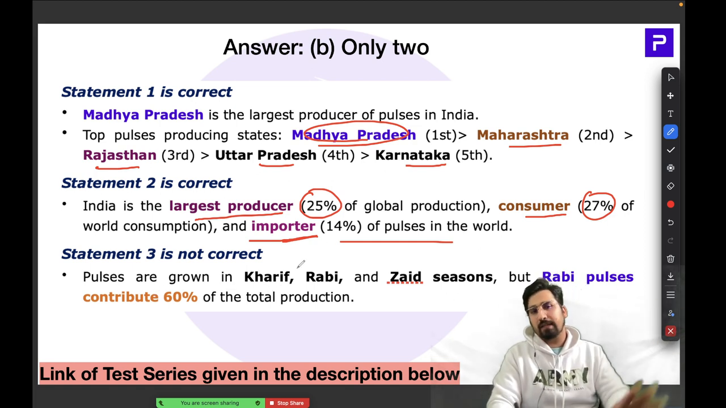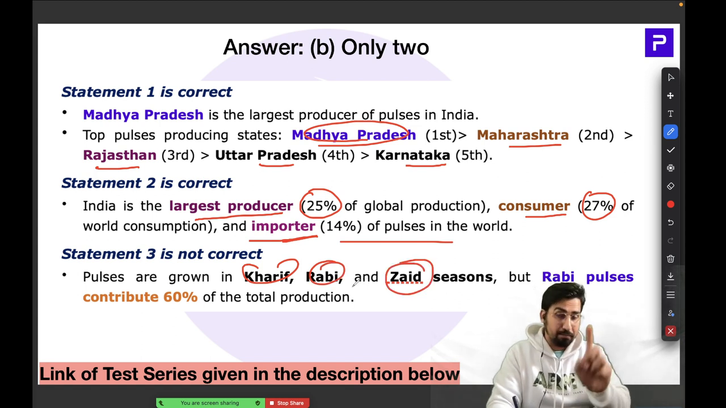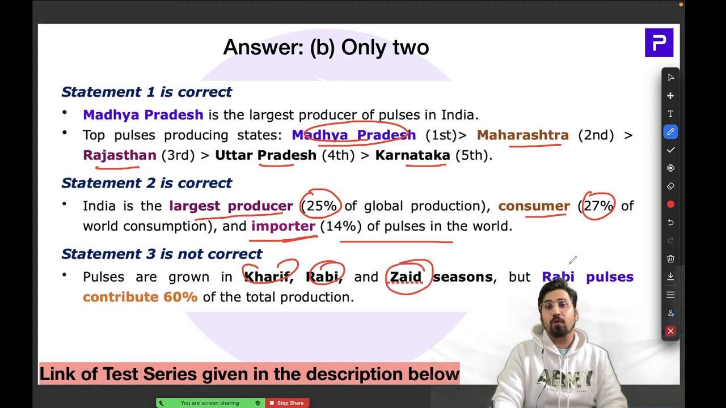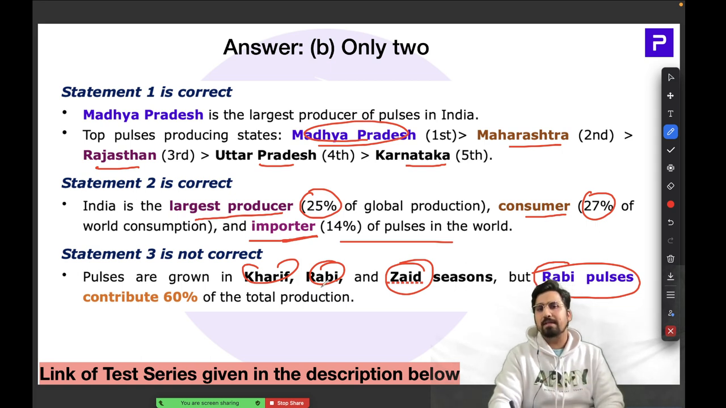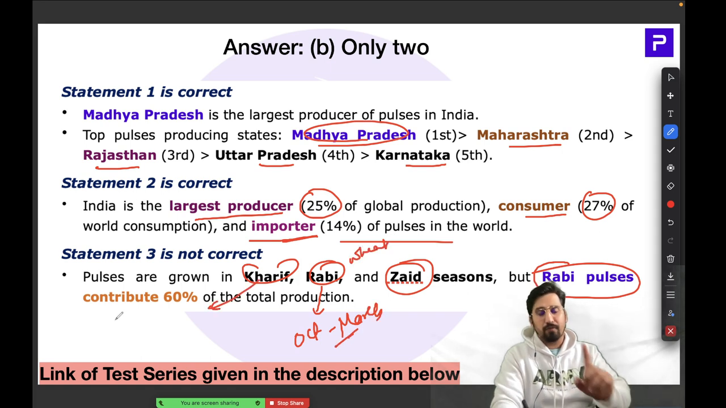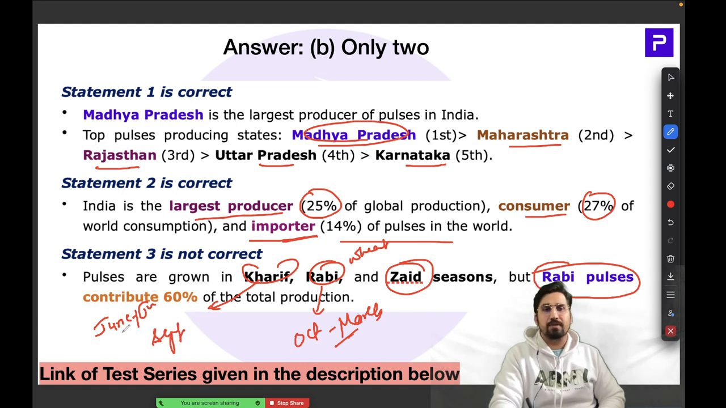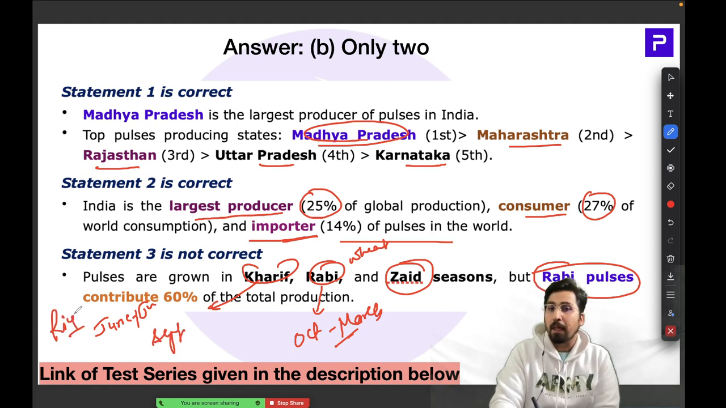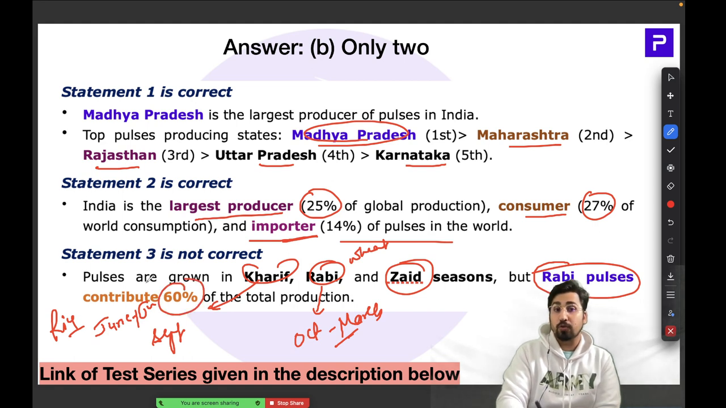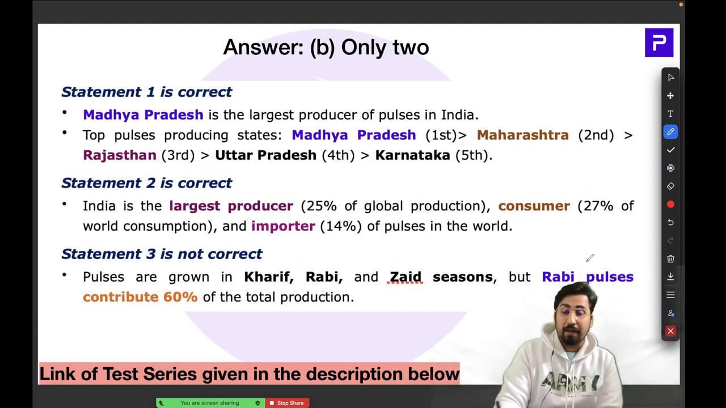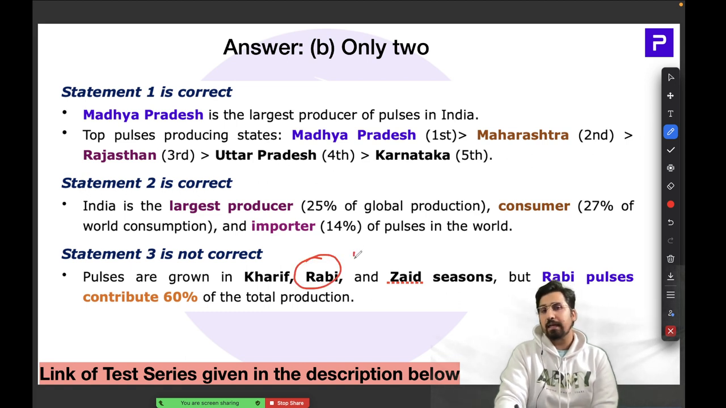Pulses can be grown in all three seasons: Kharif, Rabi and Zaid. But the Rabi season starts in October and goes till March, the same season when we grow our wheat. Kharif is synonymous with the monsoons in India, starting in June, July and going up to September, that is your Kharif season, where we cultivate the rice of India. The Rabi pulses contribute 60%. So the major pulses grow in winter, guys. In India, the major pulses grow in the Rabi season.